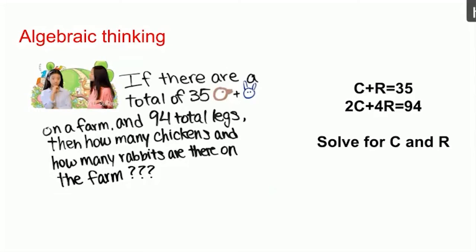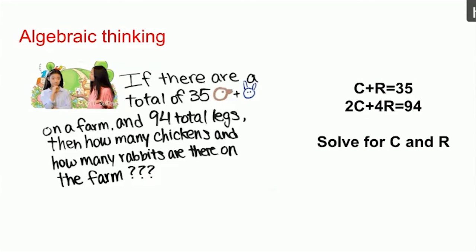I am using letters. As you can see, I am using C for the chicken and R for the rabbits. So I'm using two letters. And I say, okay, what I read here is the total of chicken and rabbits are 35. So that means C plus R is 35. And another information I know is the total legs. So we know chicken has 2 legs. So for each chicken, it has 2 legs. So the legs for our chicken is 2 times the number of chicken, 2 times C.